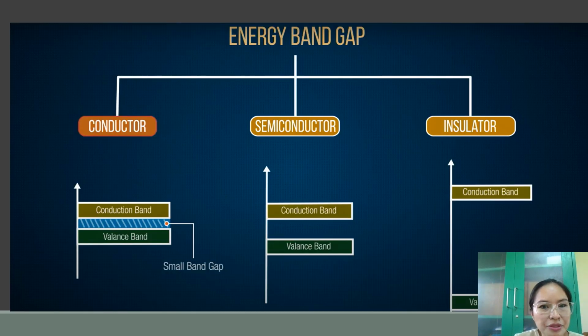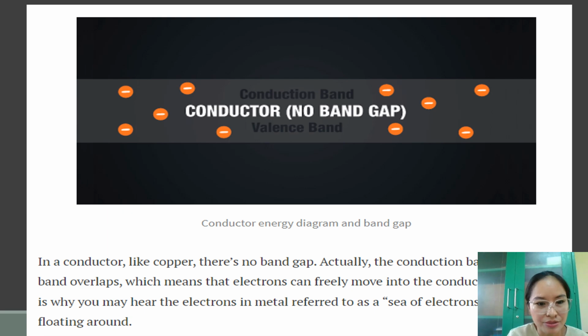Now for conductors, there is actually an overlap, once again, between the valence band and the conduction band. There is no forbidden gap, and the number of free electrons available at room temperature is large. So because of that, they can freely move from the valence to the conduction band.